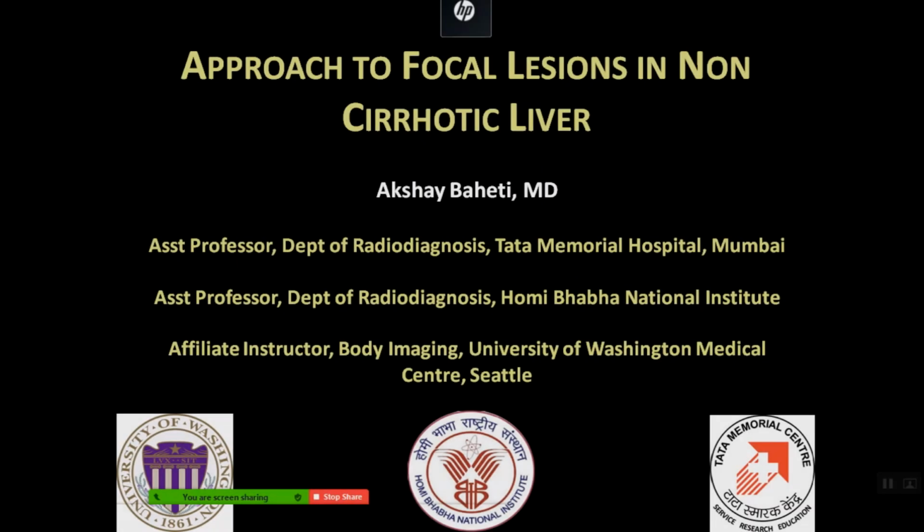So we'll talk about approach to focal lesions in a non-cirrhotic liver. Whenever you have a liver, you first have to see whether it's cirrhotic or non-cirrhotic. Your entire differentials, your entire approach, changes depending on whether it is a cirrhotic or non-cirrhotic liver. Whenever you give history, you have to tell us whether it's hepatitis positive or negative. That is a very important part of the history.